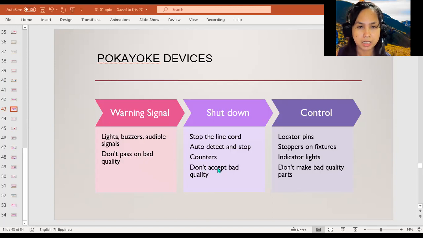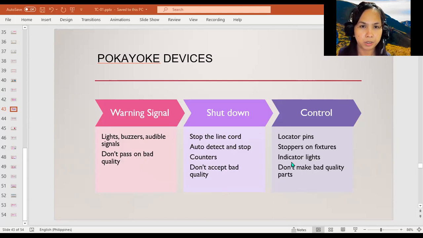Okay. Then lastly, we have control Poka Yoke devices, and this includes things such as locator pins, making it impossible to plug something in wrong, or probably stoppers on fixtures, or even indicator lights, helping assemblers pick the correct part. And then the main goal here is don't make bad quality parts.